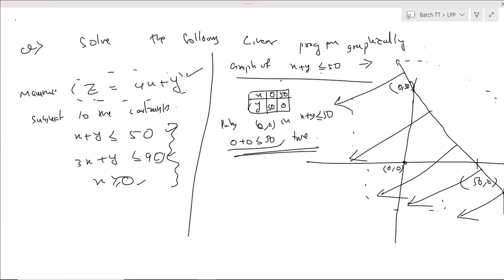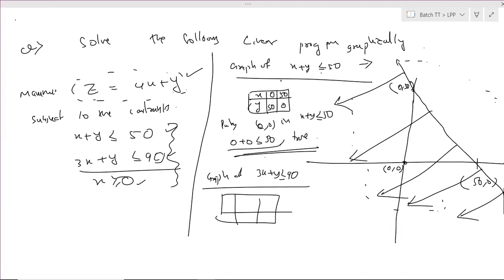Now we'll do the same thing for the graph of 3x plus y less than or equal to 90. Again a table: when x is 0, y is 90. When y is 0, x is 30. So the points are 30, 0 and 0, 90, and the line will be something like this. Again, put 0, 0 here. So this will also be true, so this will be the required area.